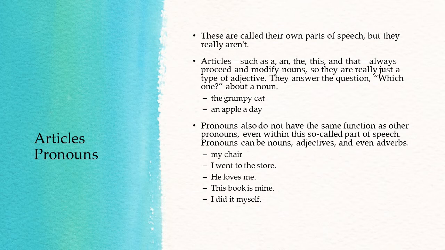The grumpy cat. The is an article, but it's really just modifying cat. It's telling us which cat, the cat. An apple a day. An is telling us about apple. Specifically, it's telling us how many. If you were to substitute an with the number 3, 3 apples, 3 would be an adjective. So an is really just acting like an adjective. A day, 1 day.